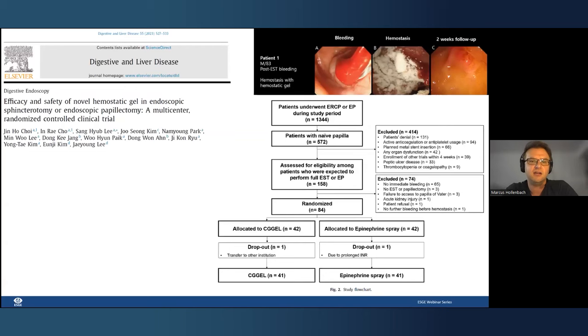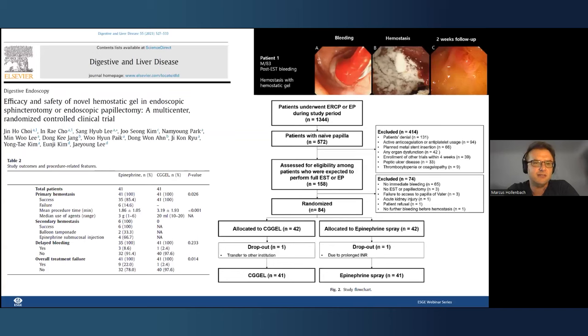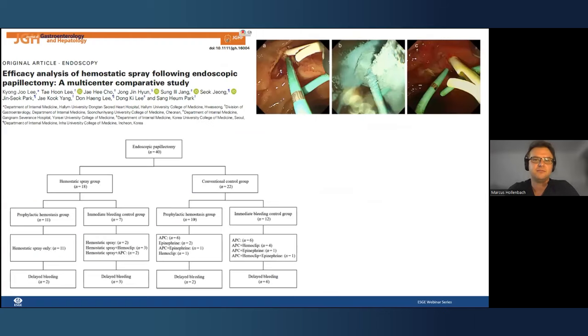And they used this one for either endoscopic papillectomy or a sphincterotomy, and they also randomized the patients into 2 groups. And in the end, they found that in these patients, the delayed bleeding was also not statistically significantly different. That means you do not make a mistake if you use such a gel after endoscopic papillectomy, but at the moment, there are no data supporting it in general use to reduce any risk of bleeding.